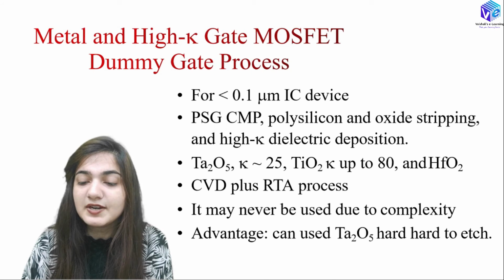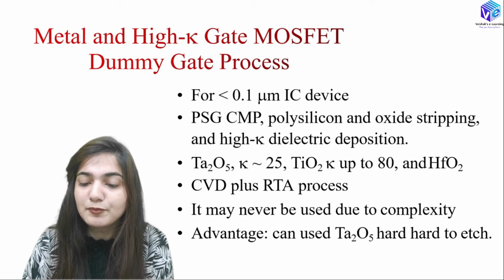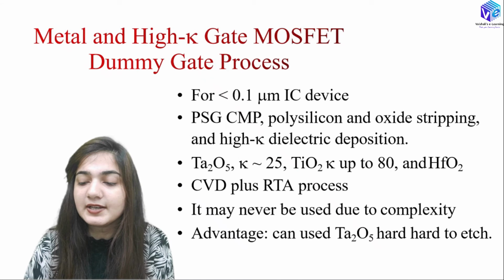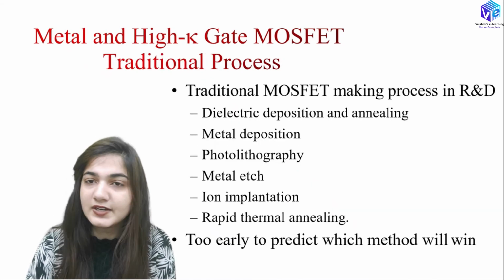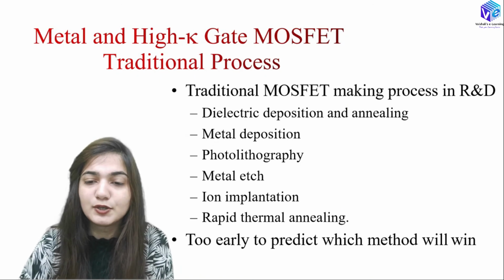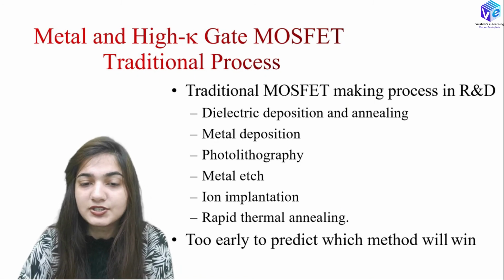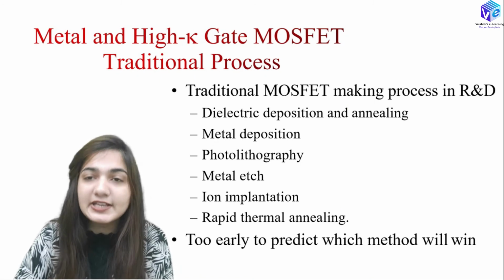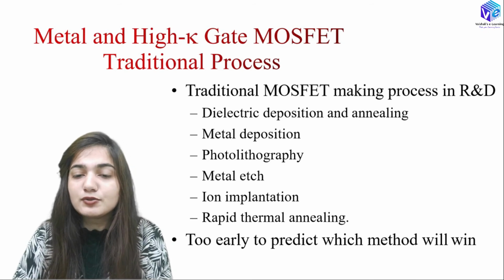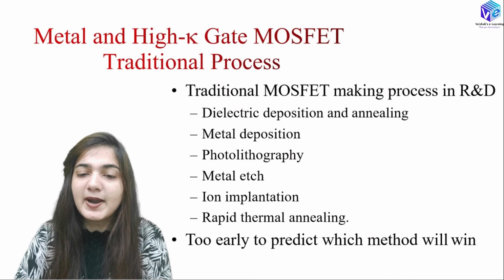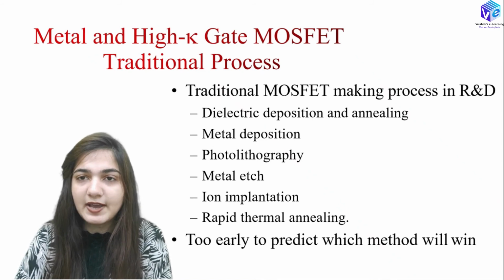We can use the CVD plus RTA process for the deposition, and it may never be used due to the complexity of these processes. But what is the advantage? Advantage is that we can use the tantalum pentoxide, which is hard to etch, and if it is once deposited, it is very difficult to etch out the tantalum pentoxide. So now coming to the traditional process, that was just the dummy process that I showed you. Now coming to the traditional process for the metal and high dielectric gate MOSFET deposition.